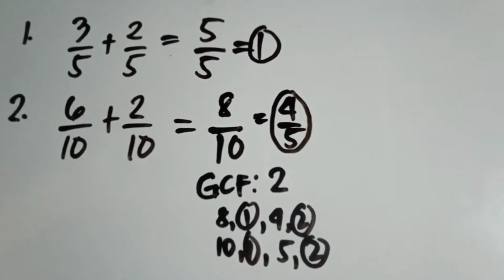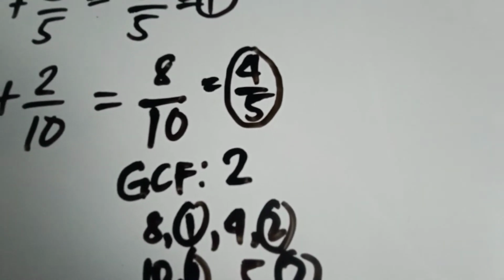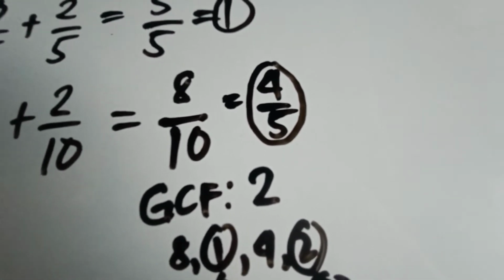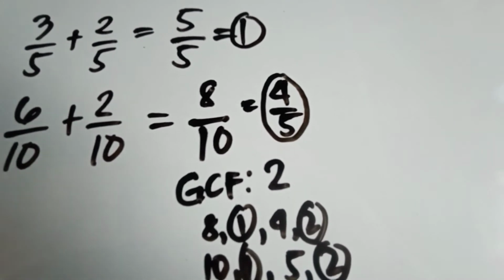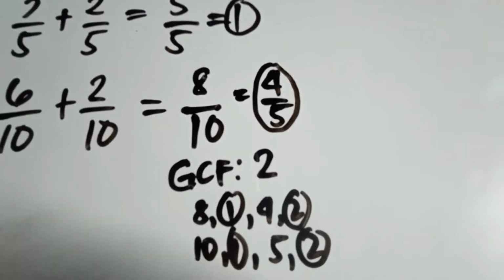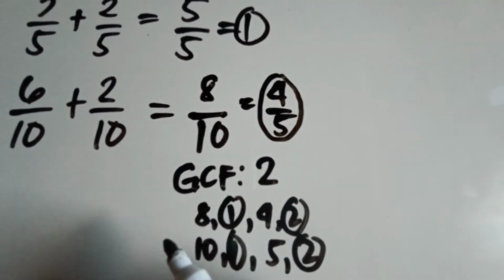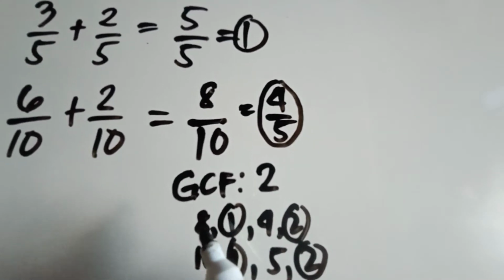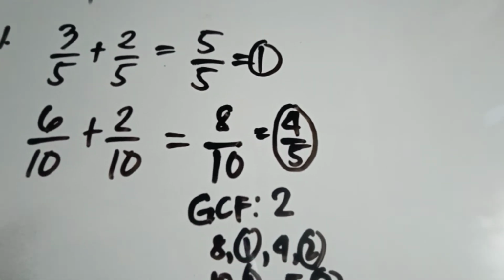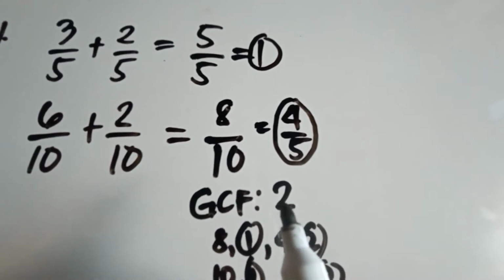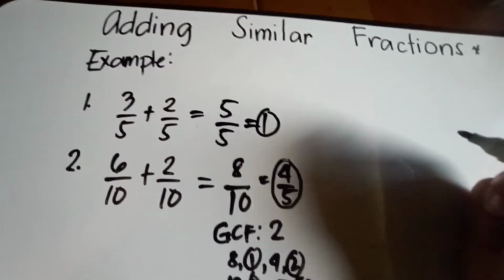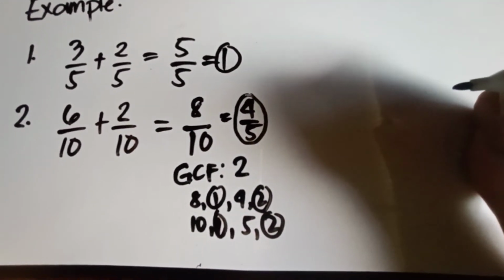Now, try to check 8/10. 8 and 10 are both divisible by 2. So if you are going to change a fraction to lowest term, you can apply the divisibility rules. If you are not going to use the process of finding the GCF, you can use the divisibility rules. 8 and 10 are both divisible by 2. So, we are going to divide 8 by 2 and 10 by 2. Still, we will get 4/5. That's how to change a fraction to lowest term.